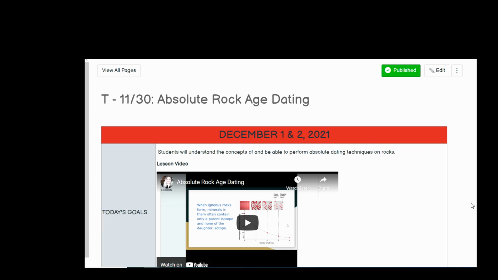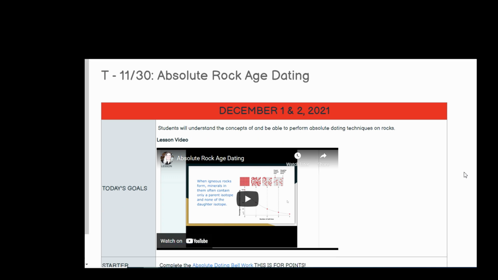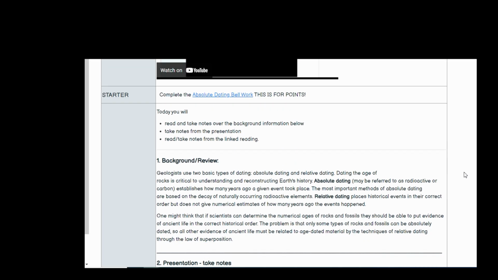Today we're going to look at absolute rock age dating. We talked about relative rock age dating before, and that's putting everything in a sequence or an order. Absolute rock age dating is going to give us actual numbers. So we're going to do a couple of things today.